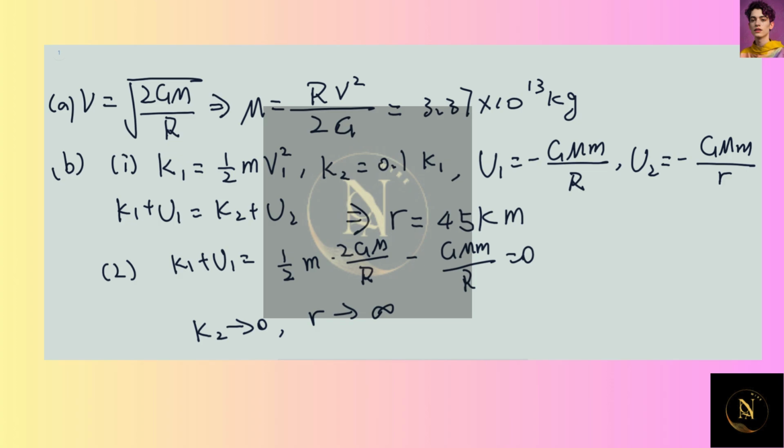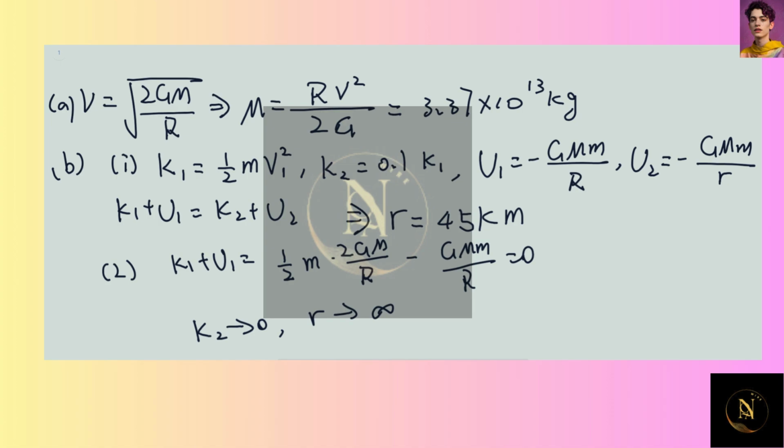For question 2, the initial energy is K1 plus U1. If we express K1 as half m v1 squared, where v1 is the escape speed, it's going to be half m times 2GM over r, plus the potential energy. And you can find out it's equal to 0, right? So the initial total energy is 0, which means the final total energy should be 0 always.